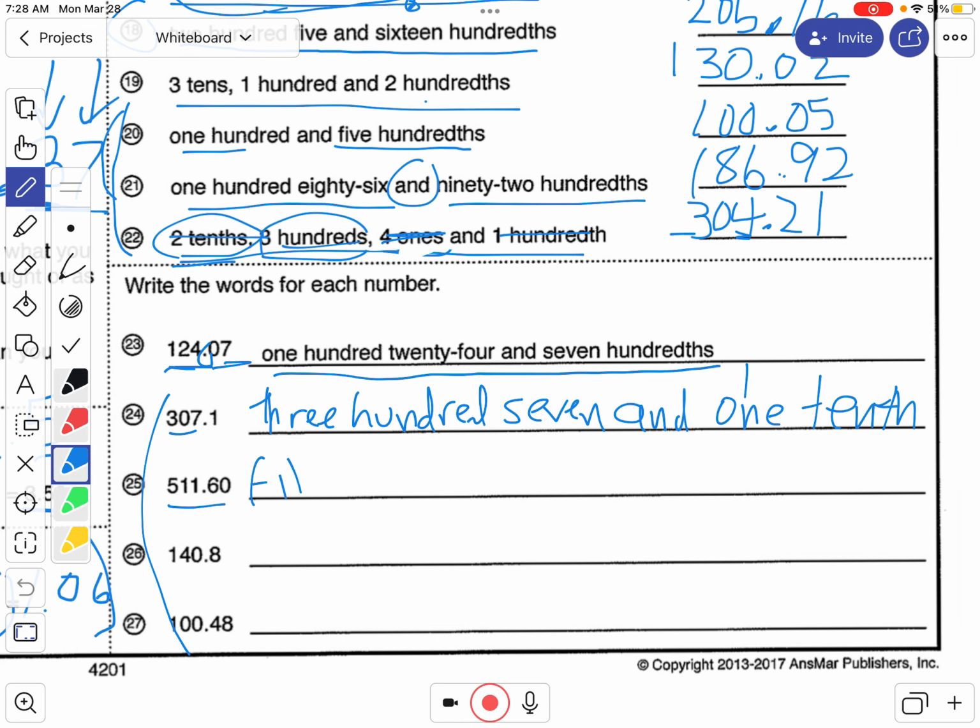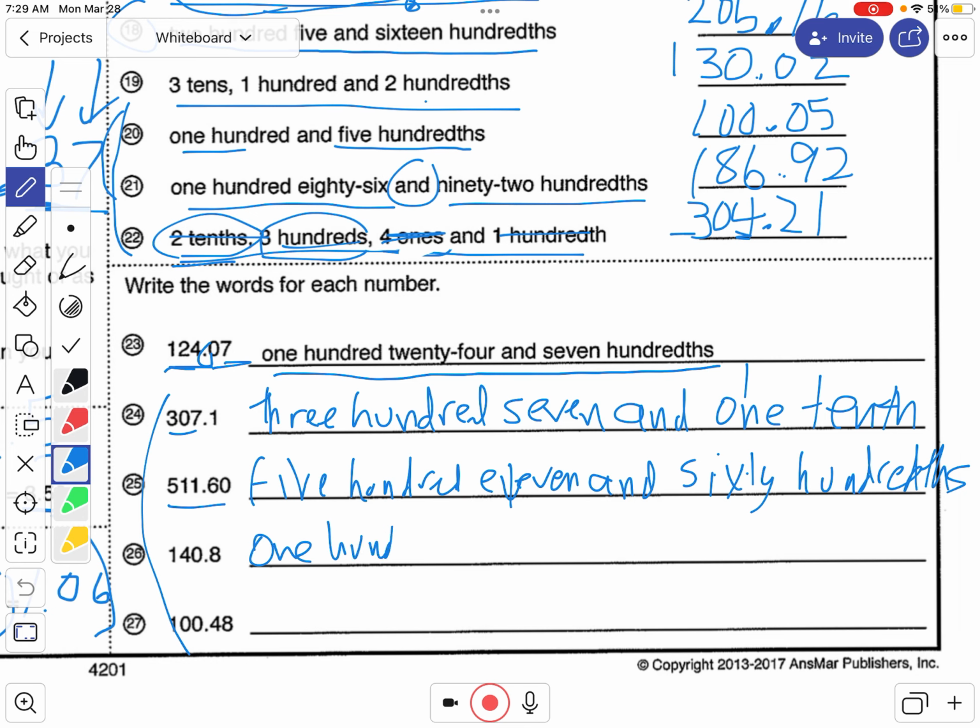511. Hopefully your writing is neater than mine. 511. I'm writing with my finger. And 6 tenths or 60 hundredths. I'm going to write it the way you see it, which is 60 hundredths. I'm going to run out of room. Okay, you should write smaller and neater than me, that's for sure.